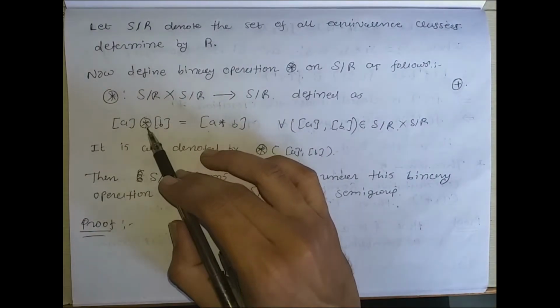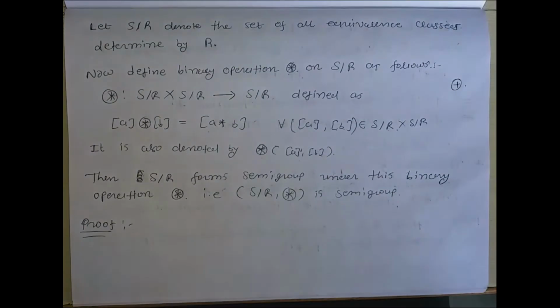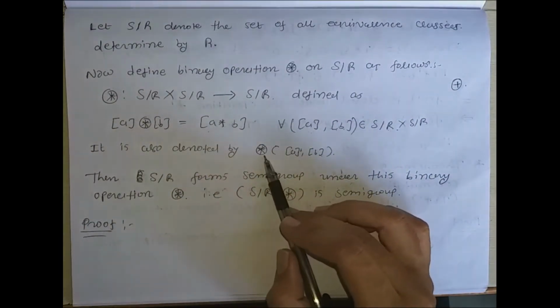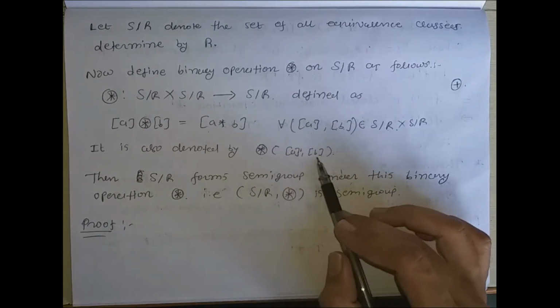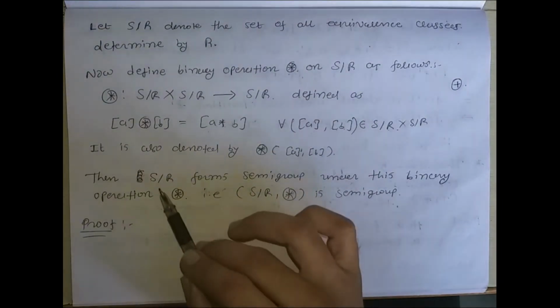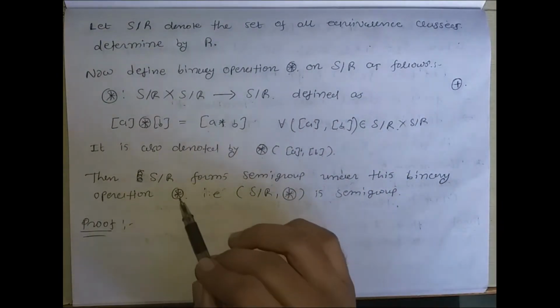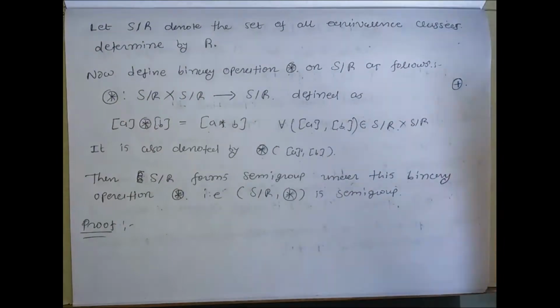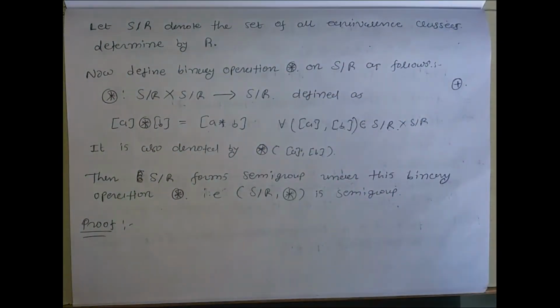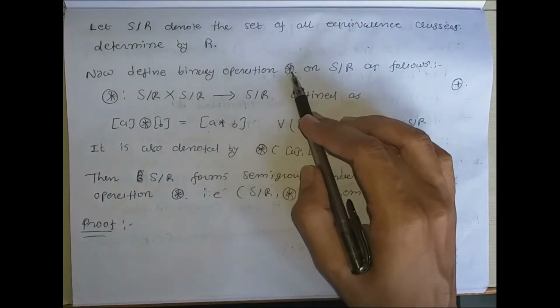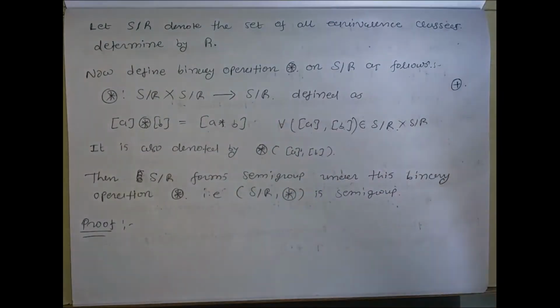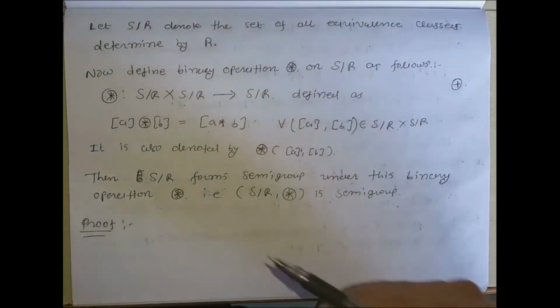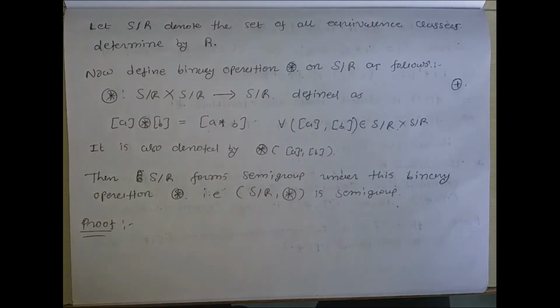This is the ring star binary operation, and this star is the binary operation of our semigroup S. Or we can also denote it by ring star applied to the ordered pair of the equivalence class of a and the equivalence class of b. Then S quotient R forms a semigroup under this binary operation ring star. This is our theorem: if we consider a congruence relation R on the semigroup S star, and S quotient R is the collection of all equivalence classes determined by R, then under this binary operation ring star, S quotient R forms a semigroup. This is the construction of the quotient semigroup, or factor semigroup.